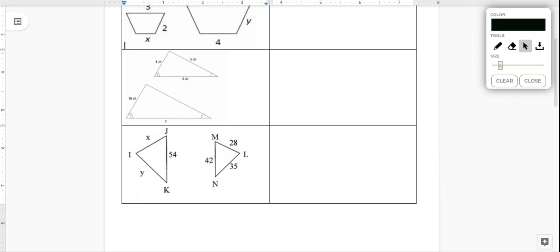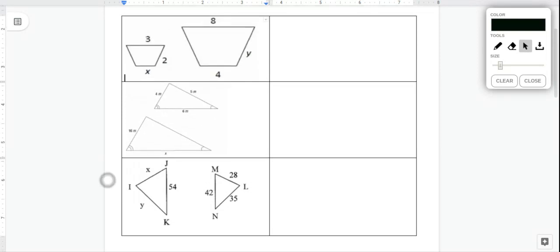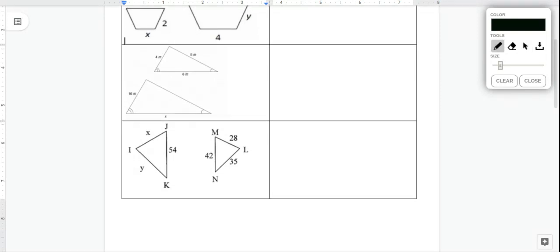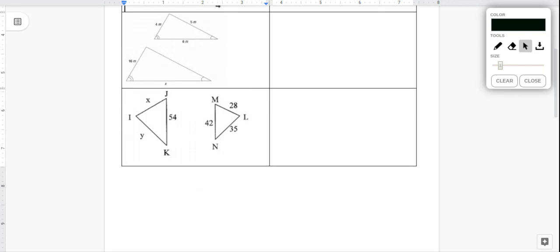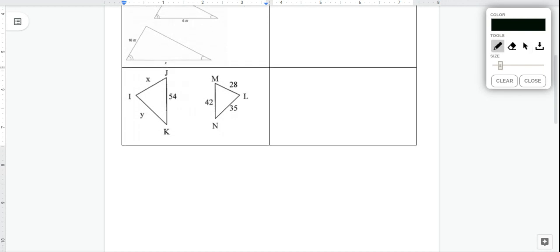Okay, I'm going to draw mine right here. Oops, I'm sorry. I'm going to draw mine underneath it so you guys can do the same thing. Okay, so I'm going to draw mine right here. Remember, it doesn't have to be perfect. Okay, there's my little one.